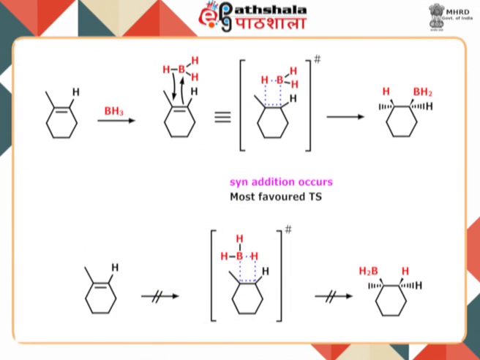Another thing to notice here is that the addition of H and BH2 happens in such a way that the BH2 adds to the carbon which is less substituted, and H goes to the carbon which is more substituted. So, the most favored transition state is as shown here and not the other way round, which would have led to the formation of BH2 addition on a more substituted carbon.